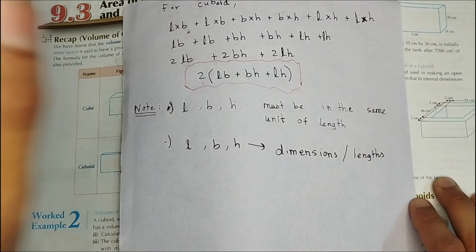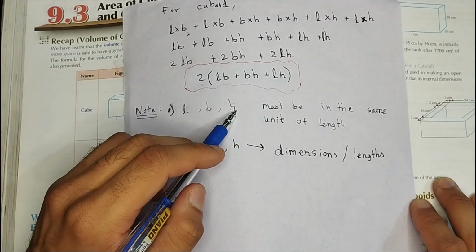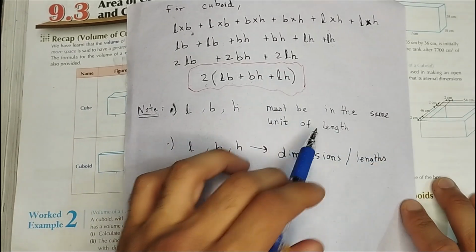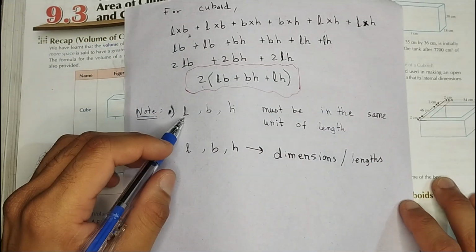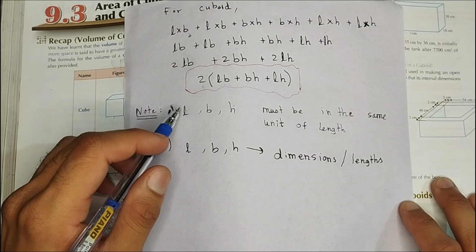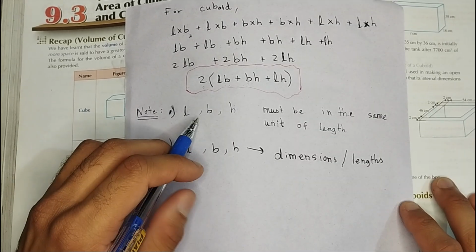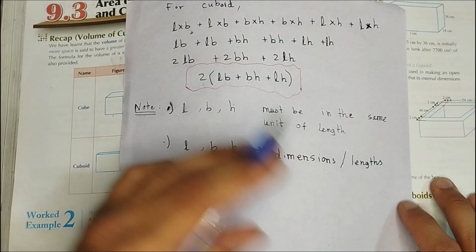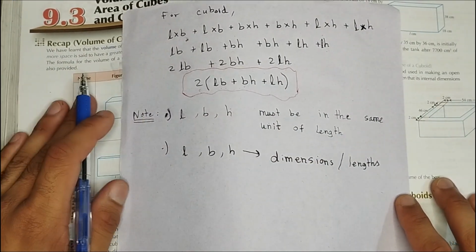Again, one more thing that you need to remember is length, breadth and height. They must be in the same unit of length. For example, if length is in meters, breadth and height must be in meters as well. If length is in centimeters, then breadth and height must be in centimeters as well. They need to be in the same unit of length. If they're not, then your calculations will be wrong.